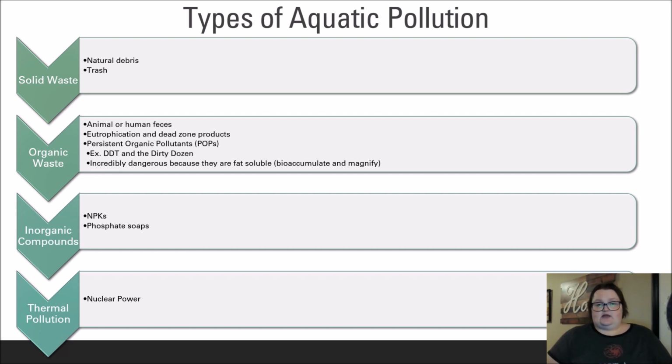Inorganic compounds, such as NPKs and phosphate soaps, can contribute to eutrophication and increased turbidity. Lastly, we have thermal pollution, which we have discussed previously as being associated with nuclear power generation. Thermal pollution can contribute to eutrophication and vast fish kills due to extreme changes in temperatures, a process known as thermal shock.